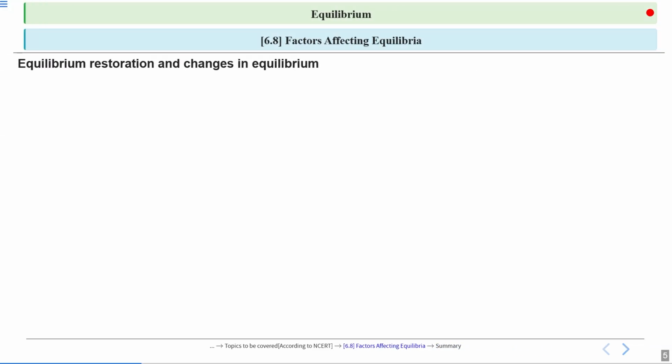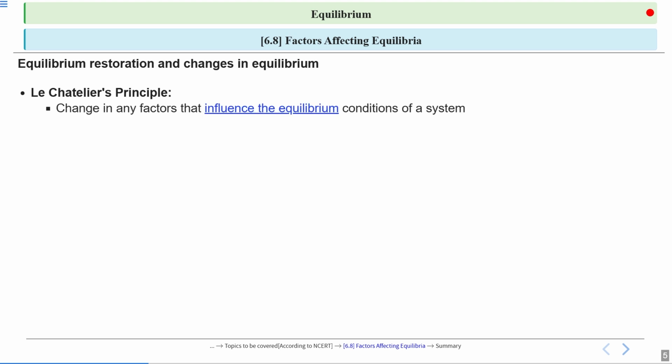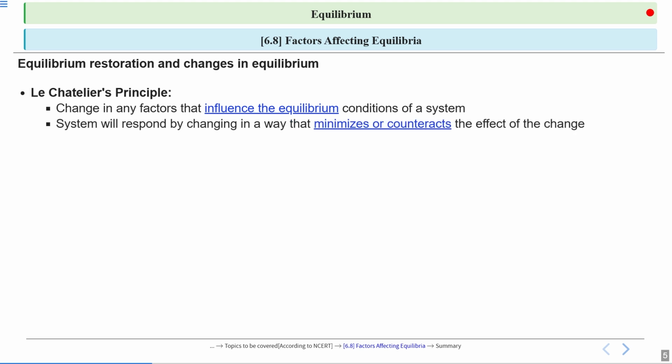So what do you mean by equilibrium restoration? Basically, whenever you make a change in equilibrium, the system moves in such a way so that the equilibrium can be attained in a quick manner. Now why do we need to attain the equilibrium? This was basically explained by Le Chatelier's principle. He said that if you change any factor that influences the equilibrium, then your system will respond in such a way so that it minimizes or counteracts the effect of the change.